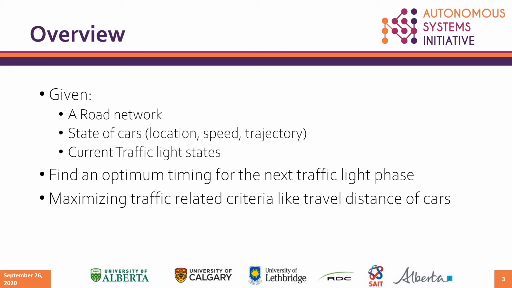So given a road network which includes the location, speed, trajectory of cars, and the current traffic light states, we want to find an optimal time for the next traffic light phase. And by doing so, we want to maximize a traffic-related criteria, in this case, travel distance of cars.